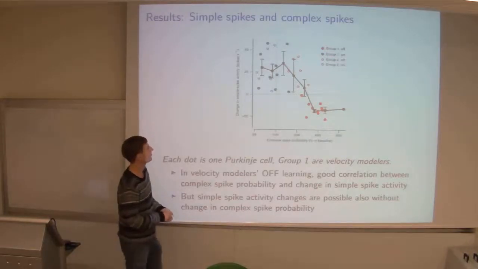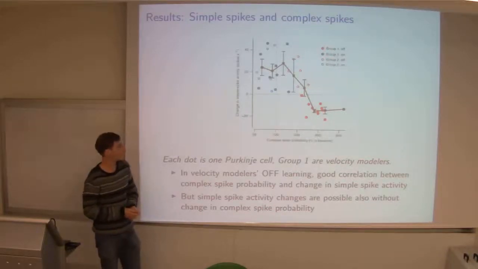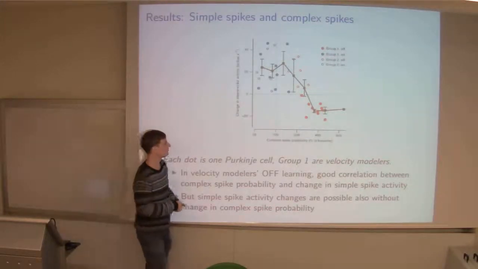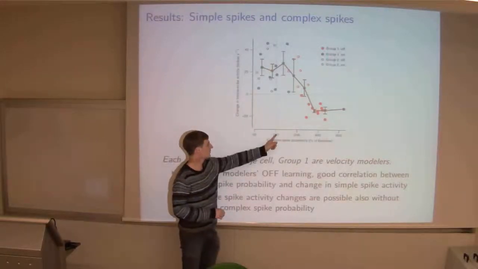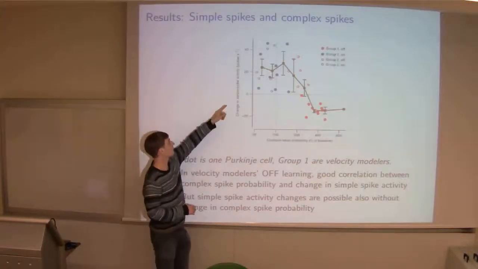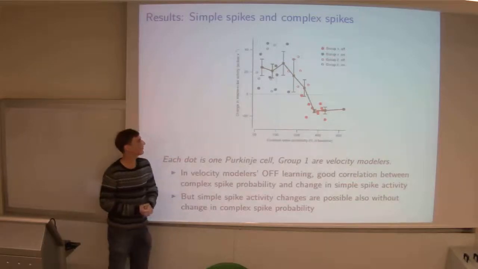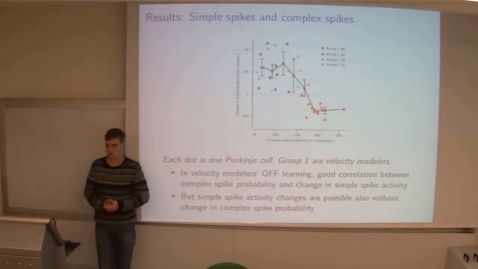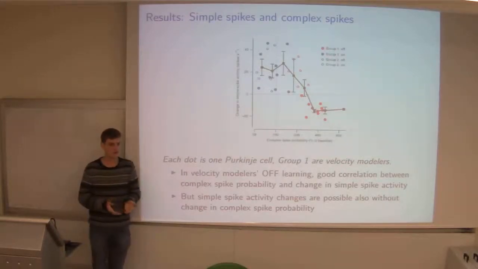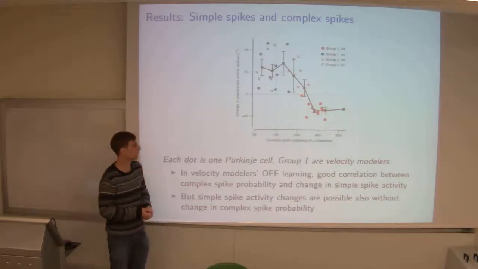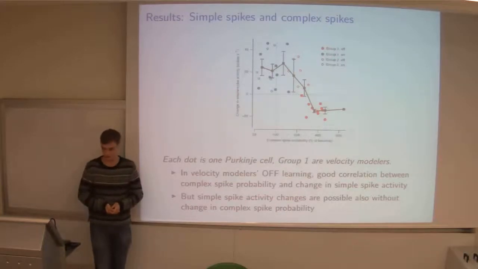But then, if we look at the filled blue dots, the axes are still the same. You see that the complex spike probability is scattered somewhat around baseline. Baseline is here, but still they have increases in firing rate quite dramatically. So the authors conclude from this that complex spikes are not the only plasticity mechanism, that there must be something apart from complex spikes, because complex spikes don't explain this plasticity for the blue dots.